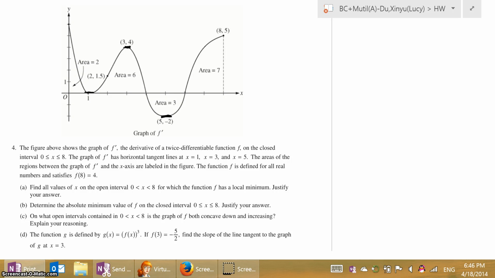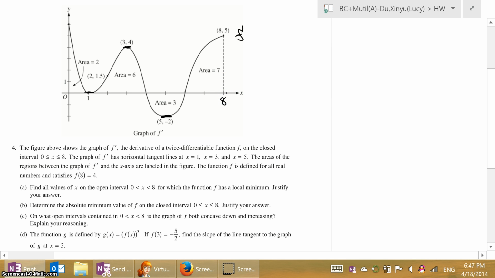Alright, problem 4 from 2013. So we actually have a graph. The figure above shows a graph of f prime, the derivative of a twice differentiable function f on the closed interval 0 to 8.